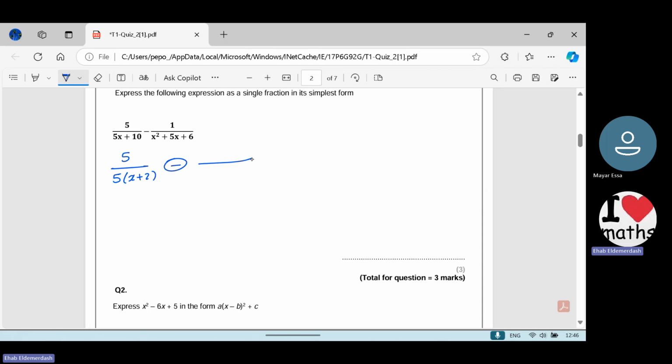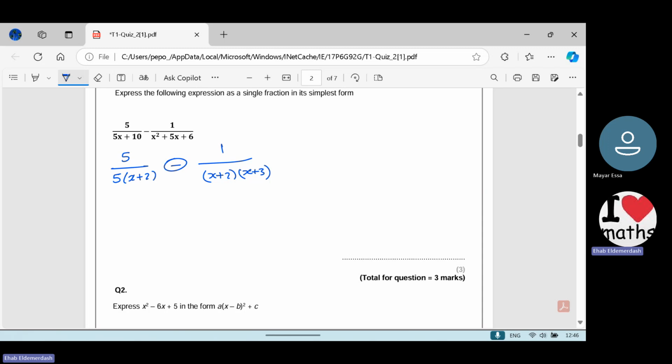Minus, I don't have anything to do with the sign, 1 over this expression, which I can work on it as x squared, it's x and x. Two numbers, the product is 6 and the sum is 5, so it's plus 2 and plus 3. At the moment, all what I did, just I went through the factorization, no more, no less. Do we have any problem with this step? If you did this step, you will take 1 mark.